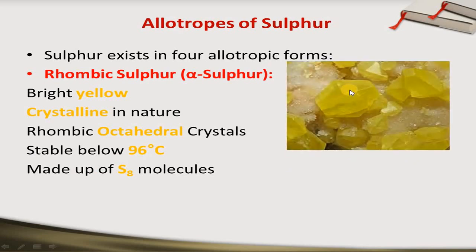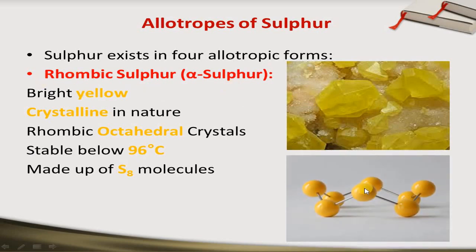This figure is explaining the structure of rhombic sulphur. Just look at this crystal structure. It is the octahedral crystal of rhombic sulphur. And this figure gives you the explanation about the S8 molecule, the ring structure of S8 molecules. We have 1, 2, 3, 4, 5, 6, 7 and 8 sulfur atoms joined together.